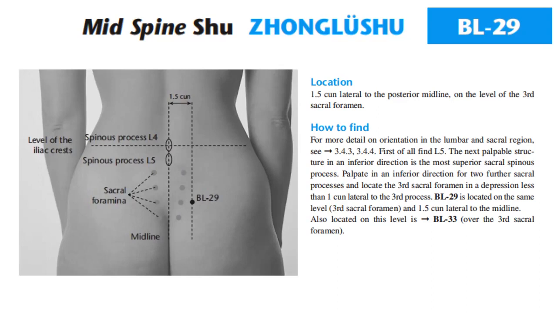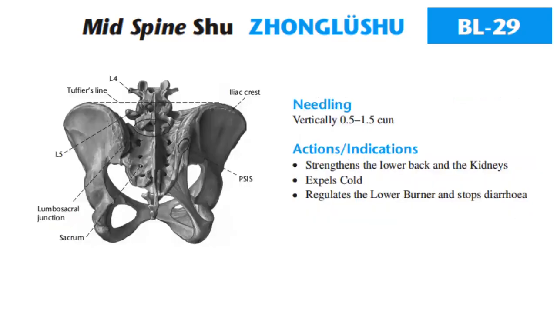Bladder 29 is located on the same level, the third sacral foramen, and 1.5 cun lateral to the midline. Also located on this level is Bladder 33, over the third sacral foramen. Needling vertically 0.5 to 1.5 cun.